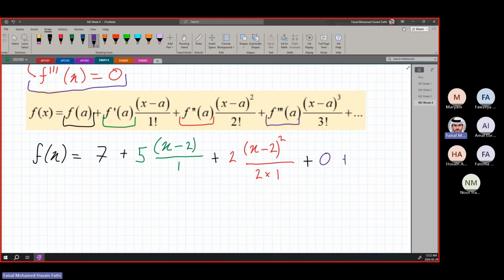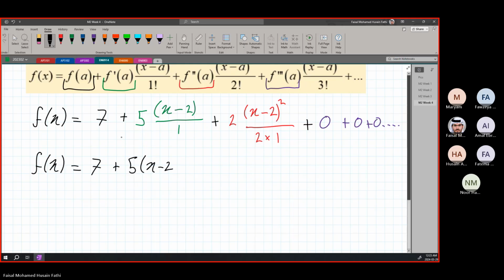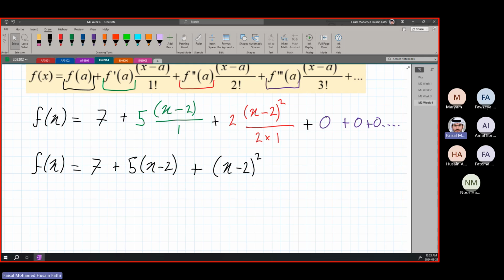And once it's 0, it's always going to be 0 for the remaining as well, because f triple prime, f4 prime, f5 prime, it's all going to be equal to 0. So now we could just simplify this. So f of x is equal to 7 plus 5 into x minus 2 plus 2 and 2 can cancel, x minus 2 squared. And this is your Taylor series for the first question.